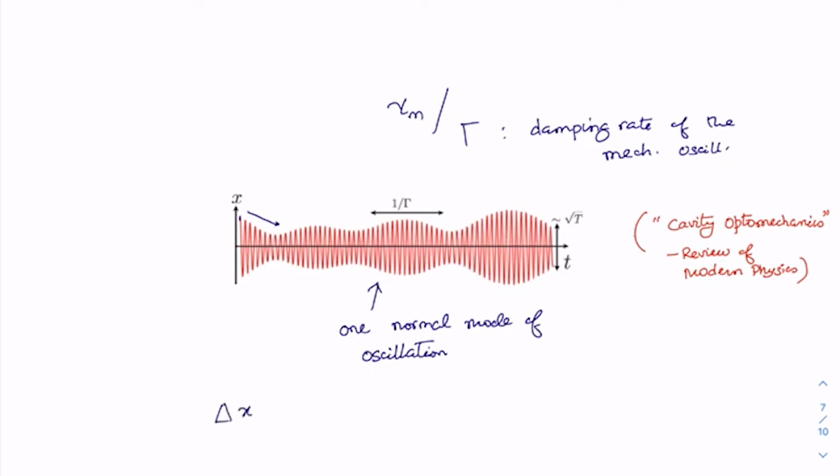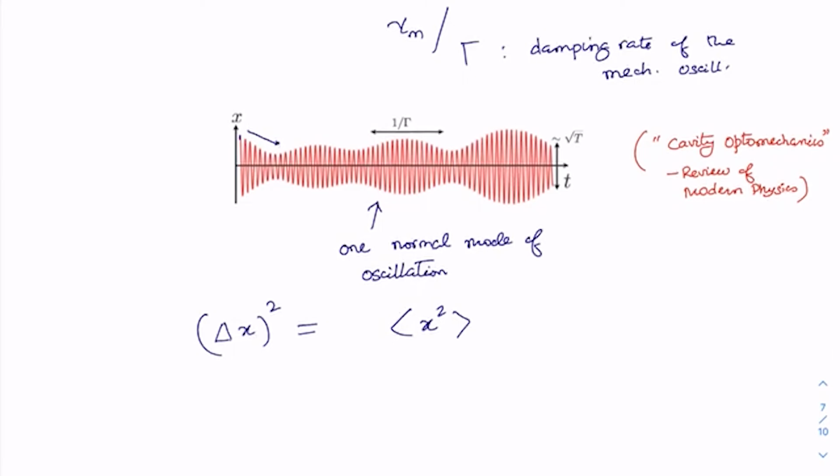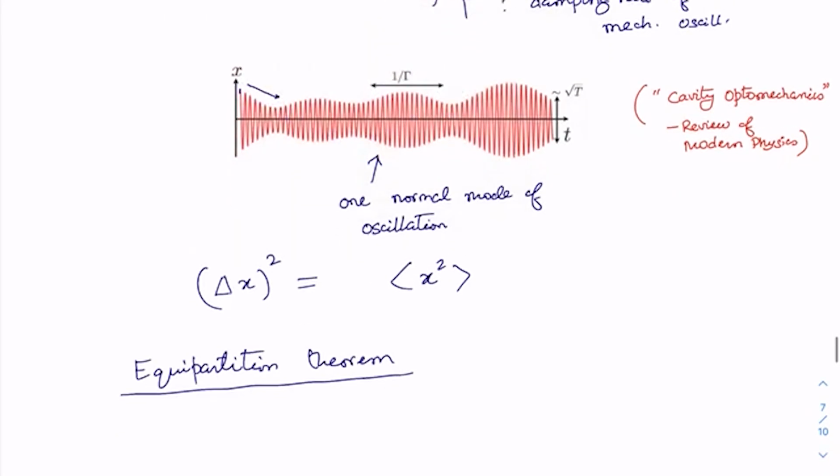So you recall that variance is given by this expression. Delta x square is equal to the average of x square minus the square of the average of x, but for a harmonic oscillator we know already that the expectation value of x is 0, so therefore the variance would be given by only this quantity. Now how can we estimate it? This is easy. We can do that by using the so-called equipartition theorem. Let me show you. It's very straightforward.